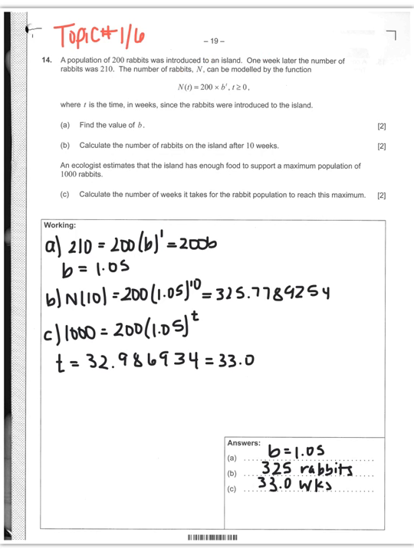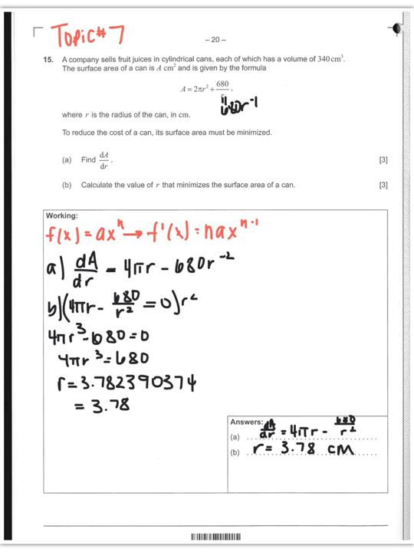And then they want us to calculate how many rabbits would be on the island after 10 weeks. So plugging in 1.05 for B and plugging in 10 for t, you end up with 325 rabbits, because that 326th isn't there yet, and you can't have a decimal amount of rabbits. And then they want to know how many weeks it would take to get to 1,000 rabbits. So if you set the n equal to 1,000 and use your graphing calculator, you find that it would take 33 weeks to end up with 1,000 rabbits.